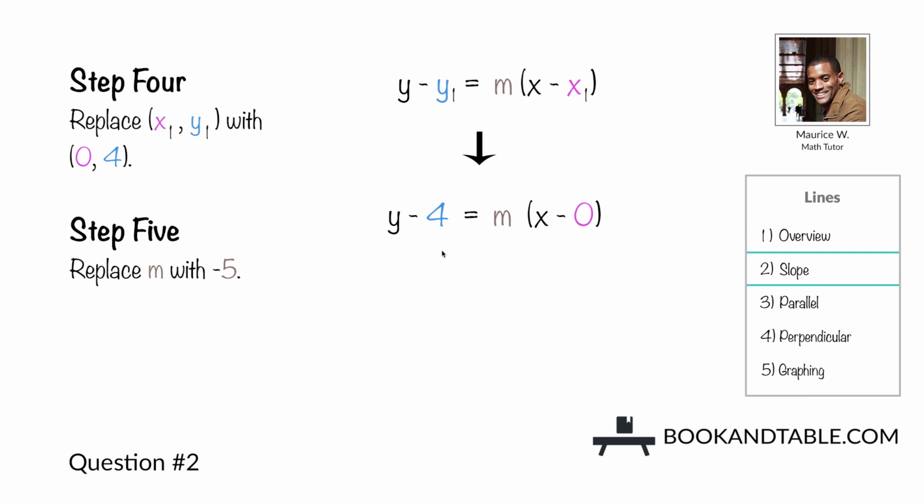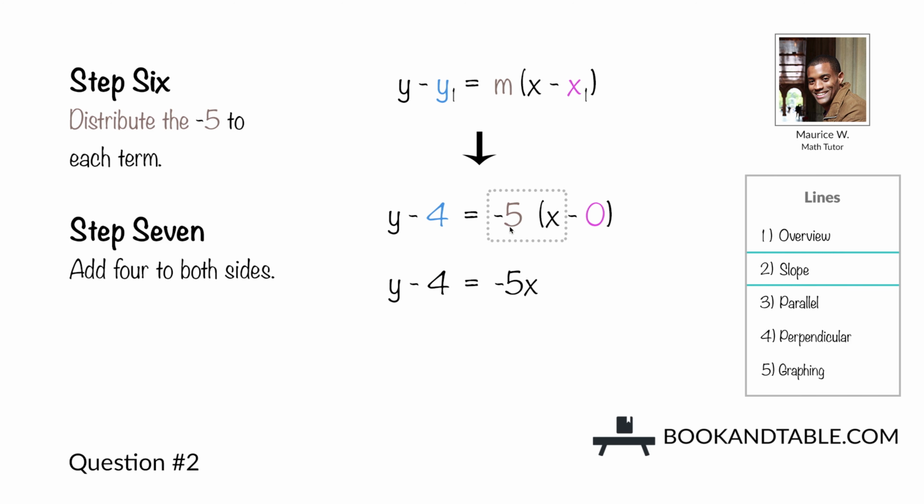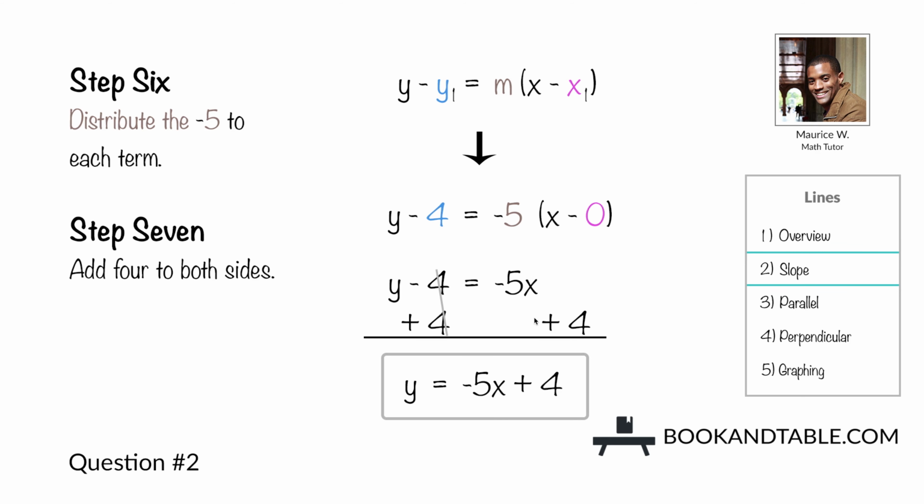To use the first point, step 4, replace x1 and y1 with 0 and 4. Step 5, replace m with -5, our slope. And now we'll want to distribute this -5 to each of these terms. -5 times 0 is just 0, so we won't need to do that. So when we distribute the -5, we wind up with -5 times x, which is -5x. And now to isolate y, we want to add 4 to both sides. So when we add 4 to both sides, we get the equation y is equal to -5x plus 4.